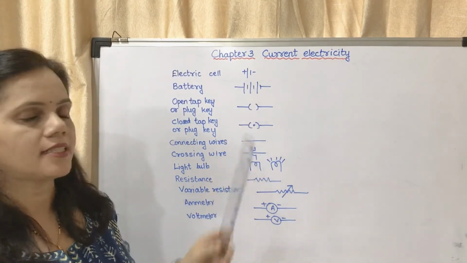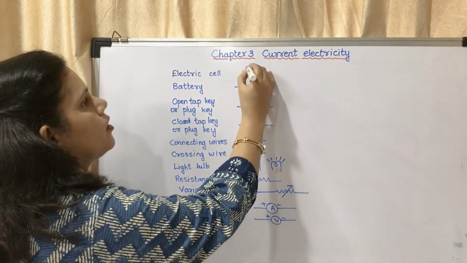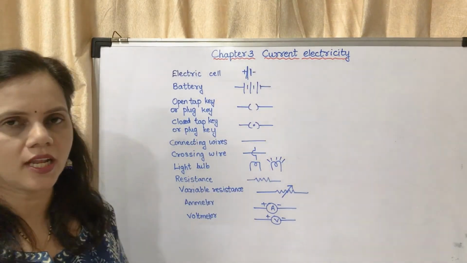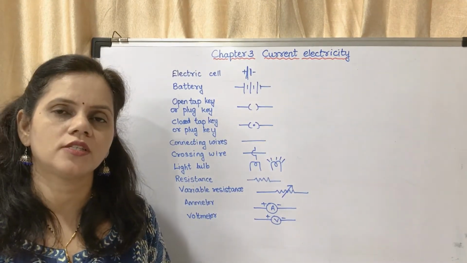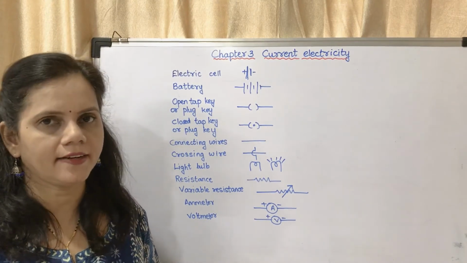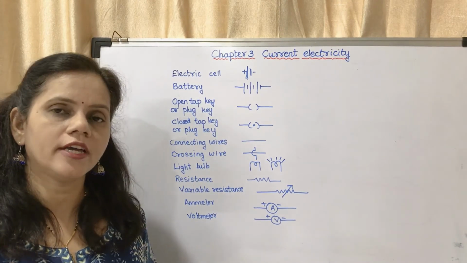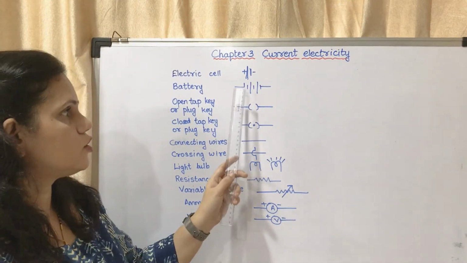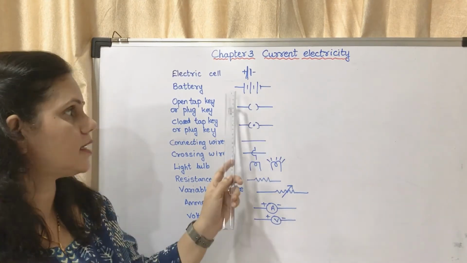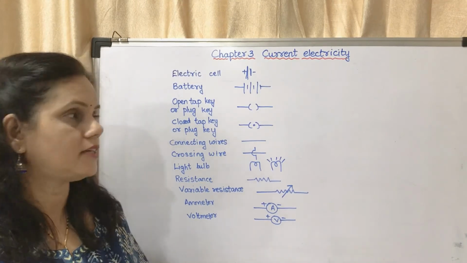This is how an electric cell is shown. A longer line and a smaller line, a longer line and a smaller line. The longer line shows the positive terminal and the shorter line shows the negative terminal. Battery, it is a set of cells joined one after the other. So this is one cell, this is another cell, this is the third cell. So here there are three cells joined one after the other, that is said to be a battery.